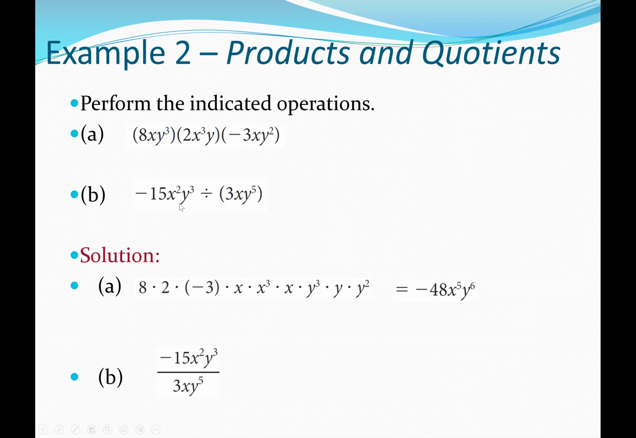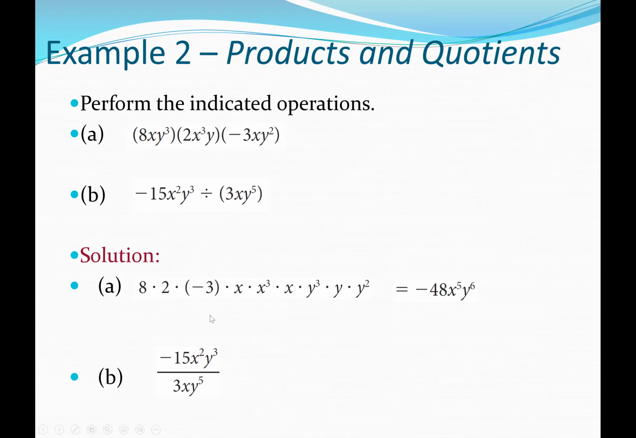But in multiplication and division, we either multiply the same terms together or we divide the same terms. So in the multiplication here, for example, we multiply 8 and 2 and -3. We multiply x and s cubed and x. We multiply y cubed and y squared.